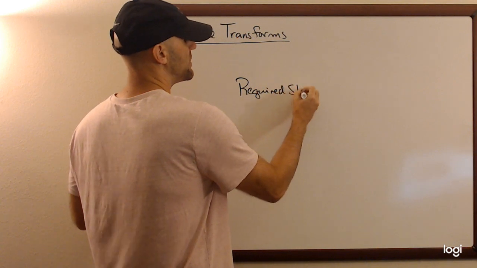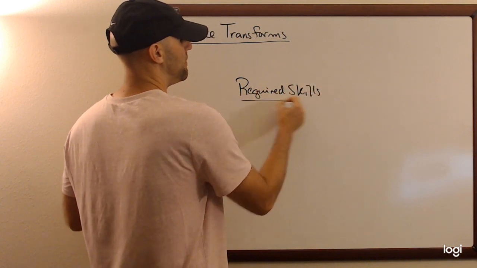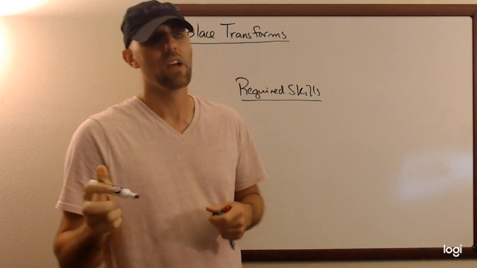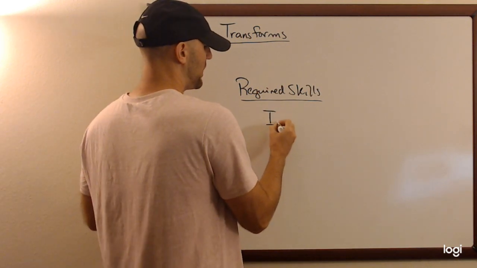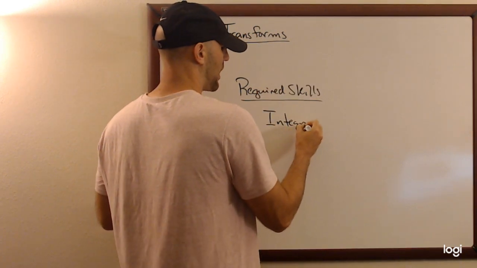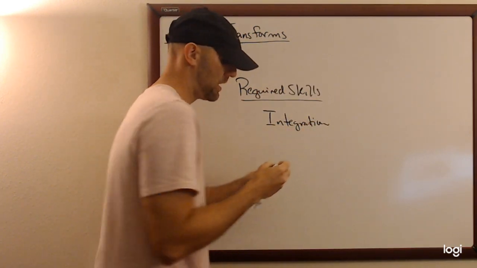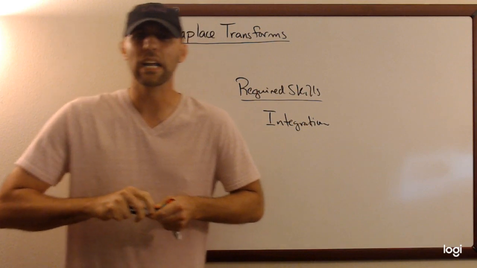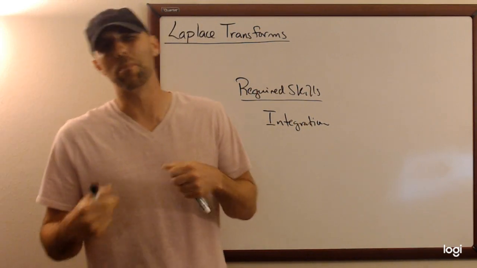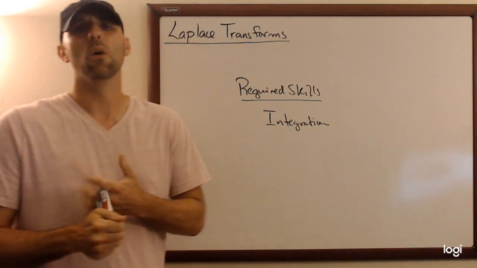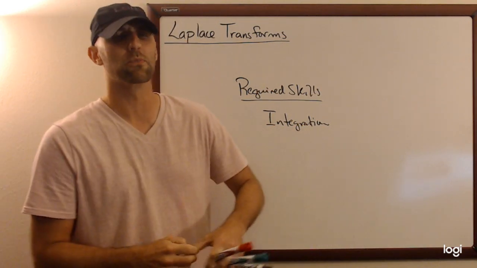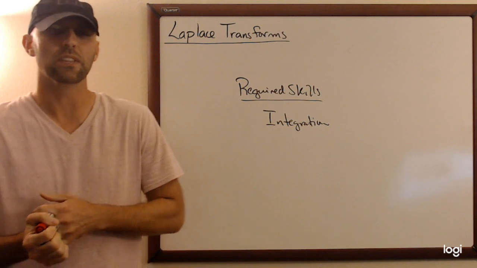So we'll start with the required skills like we normally do, and we're going to do about 6 sections on these things. For this first section, the only required skill we actually have is integration. It's just the ability to actually integrate something: integration by parts, basic integration, things like that. And even then, we'll develop some shortcuts for these Laplace transforms where that won't be necessary the entire time.